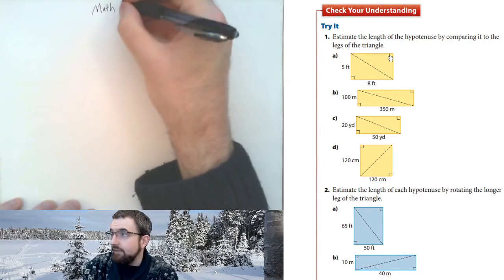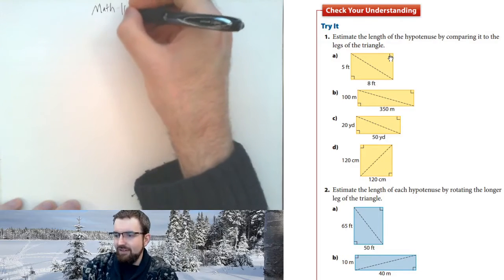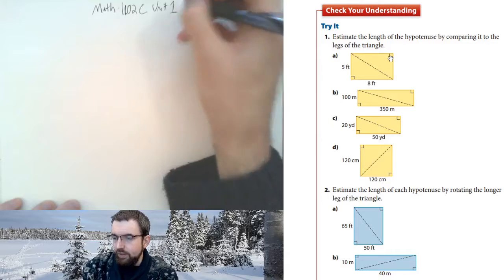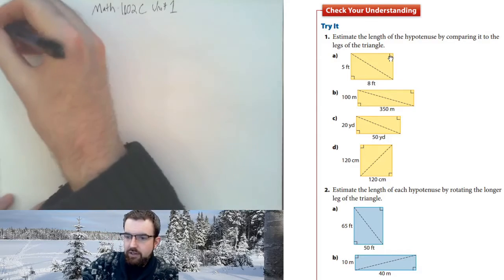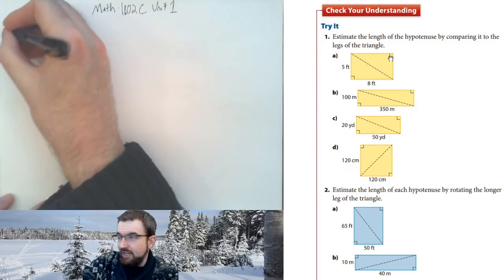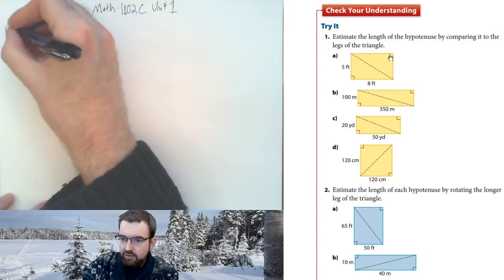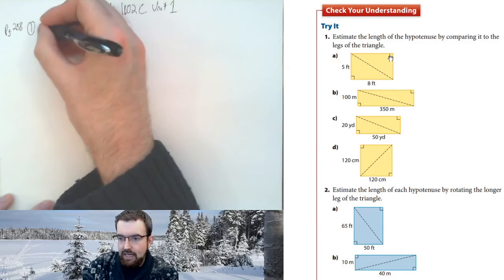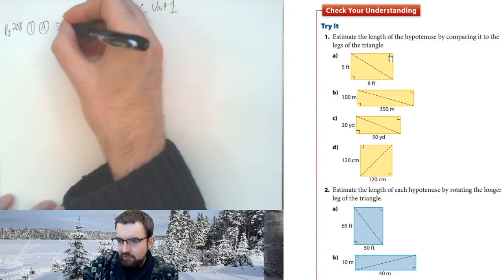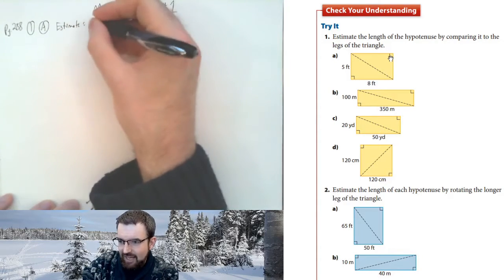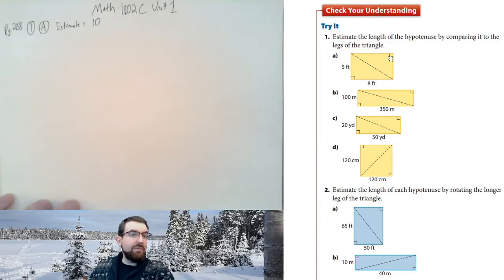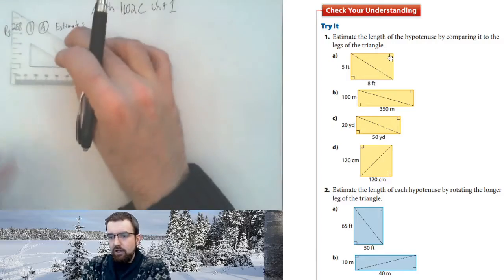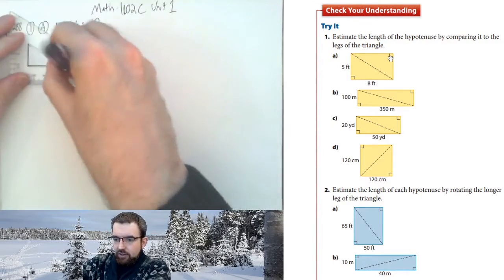So this is going to be math 1102C, unit 1, right? And this is going to be page 288. And I'm going to do question 1A. Well, my estimate, like I said, I'm going to estimate 10, just because my estimate needs to be bigger than either of those sides, right? But I'll just draw out the shape here.